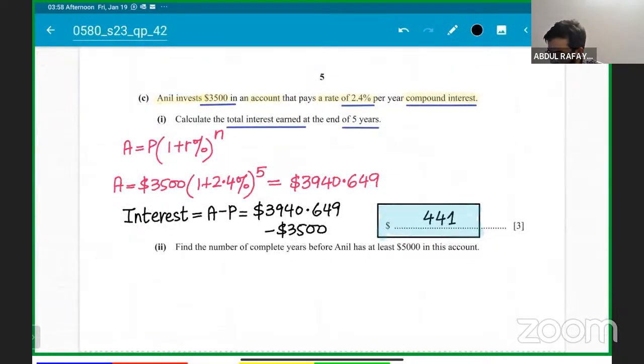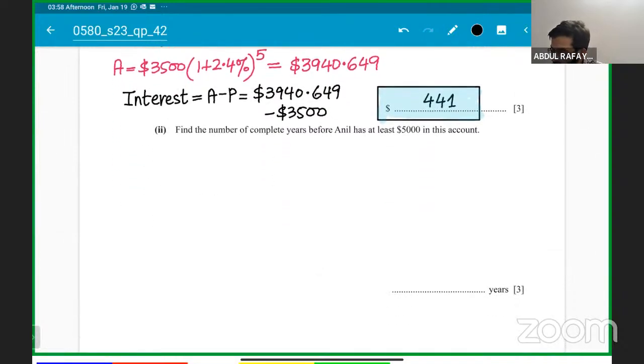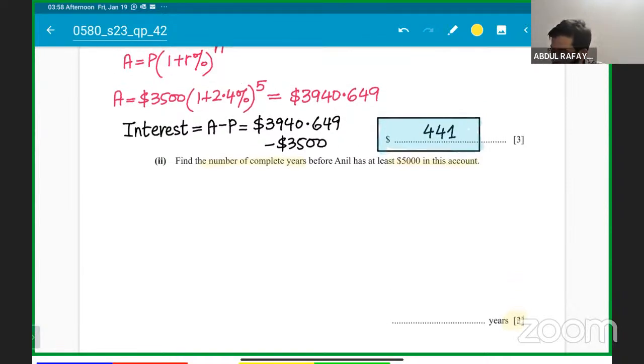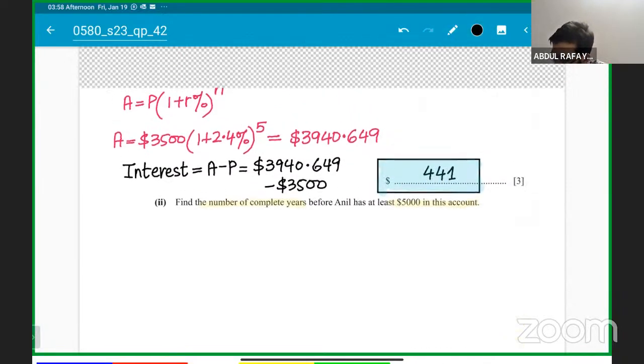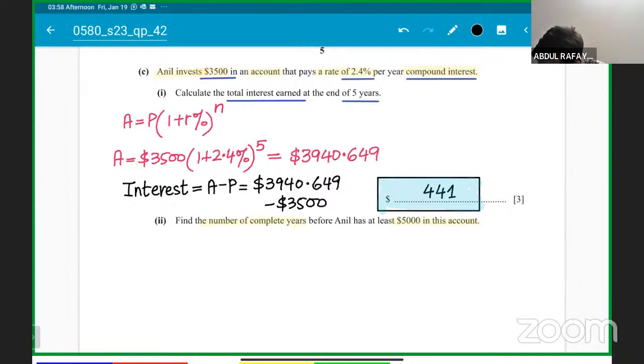Okay, everyone with me following? Next question is very important for 3 marks, a bit tricky as well. For 3 marks, you have to find the number of complete years that it will take at least to be 5,000 in this account. So what we need, students, is that the amount will now be 5,000.